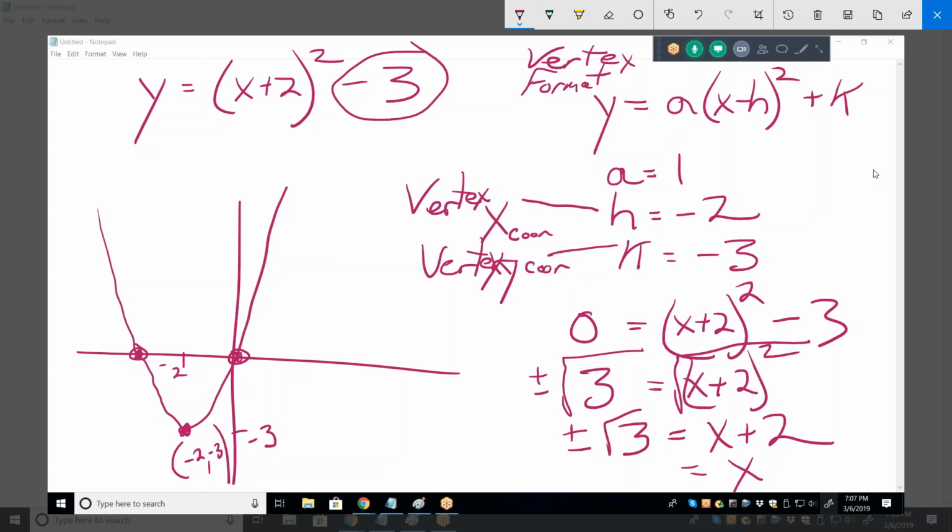Always keep that thought. You cannot do anything to one side of an equation. You screw it up if you do something to one side and you don't do it to the other side. But you can always do the same thing to both sides. So you're right. I'm going to take plus or minus root 3. I'm going to subtract the 2. And those are my 2 answers.